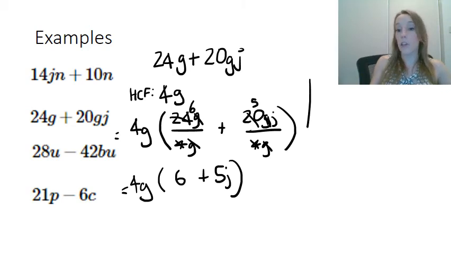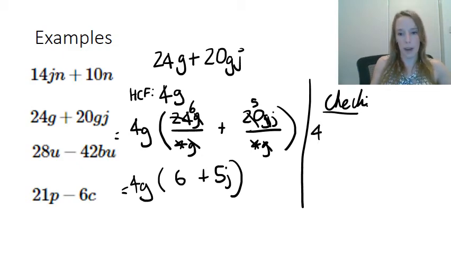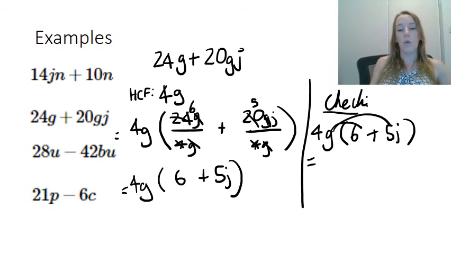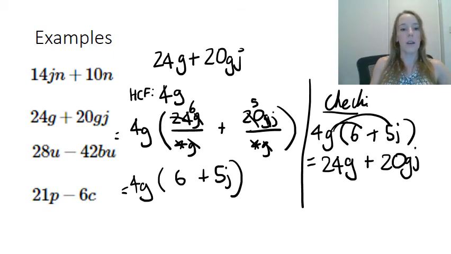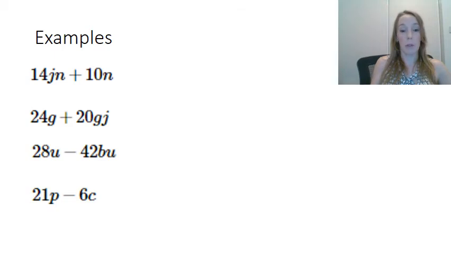And again, we're going to check our answer. We're always going to check. I know it takes time, but you can ensure that your answer is correct if you expand your brackets back out. So 4g, 6 plus 5j, using the claw to apply it to everything inside. 4 times 6 is going to leave us 24g plus 5j times 4g, 20gj. Is that what we started with? Yes, good, correct. So we know our answer is correct. Clear that off. We'll do our third example.